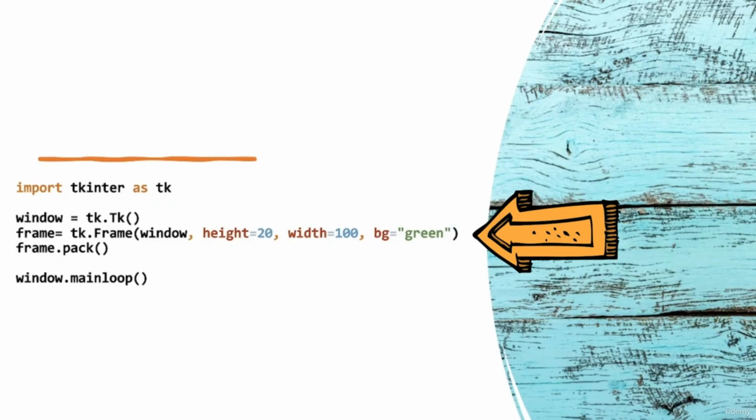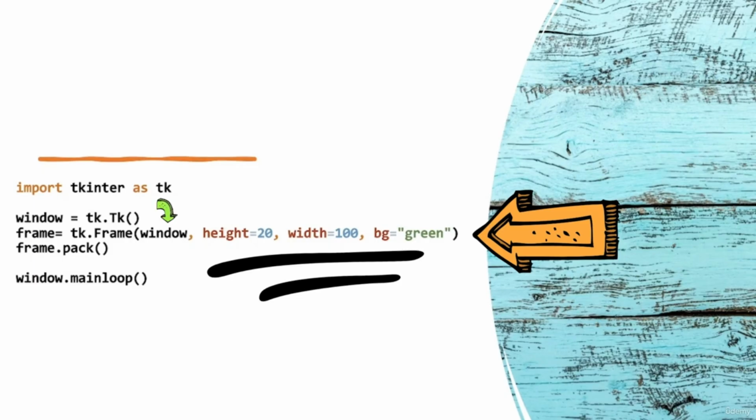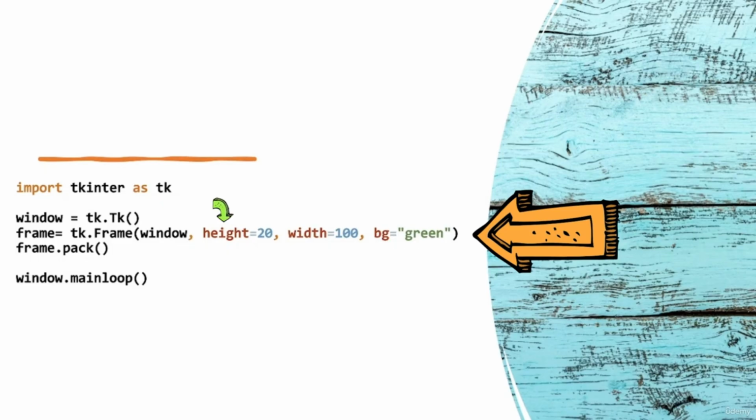The frame class constructor will accept 4 arguments. The first argument is the window object. The second argument is the height of the frame, while the third argument is the width of the frame. And finally, the fourth argument is the color of the frame.